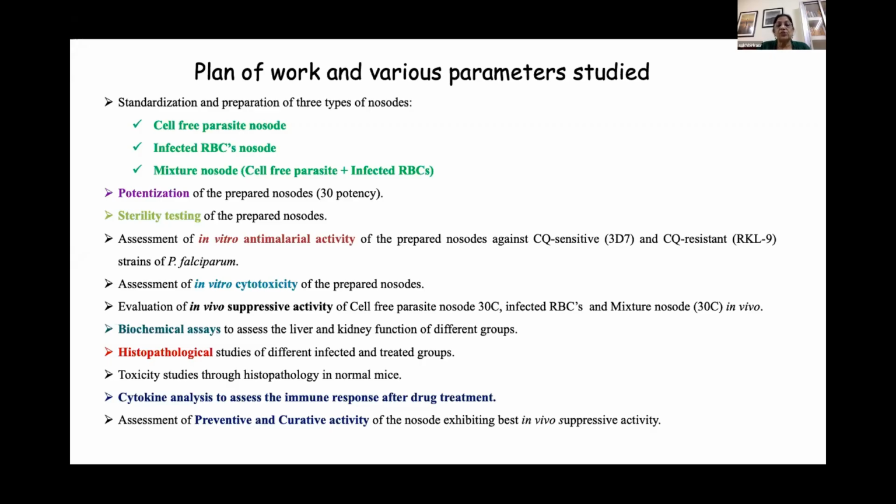And then we also did biochemical estimations for liver and kidney function of the infected as well as the drug treated animals. We did histopathological studies to see whether they cause any toxicity in the infected and treated animals. We also did histopathology on the normal animals to see the toxicity caused by these nosodes. We also analyzed the cytokines to see what kind of immune response is generated. And out of these, for the best nosode, we then did the preventive as well as the curative activity.